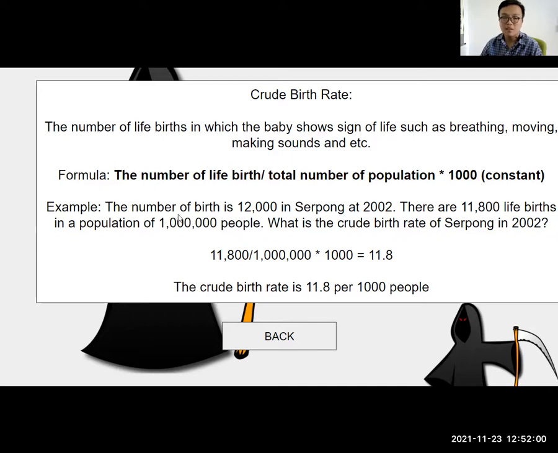For example, here, the number of births is 12,000 in Serpong in 2002. There are 11,800 live births in a population of 1 million people. What is the crude birth rate of Serpong in 2002? So you just need to divide 11,800, the amount of live births, by 1 million and multiply it by 1,000. So you will get the result of 11.8 per 1,000 people.